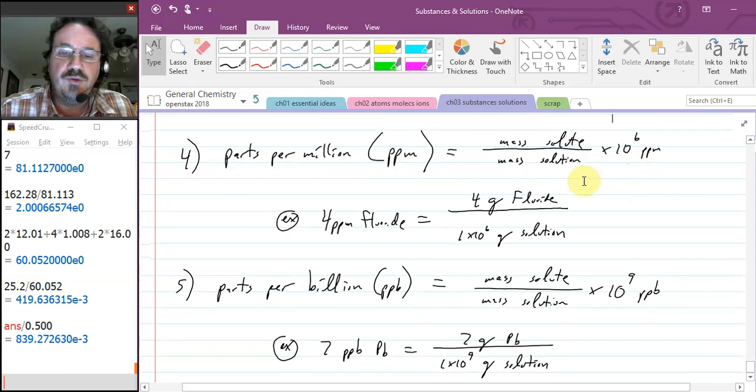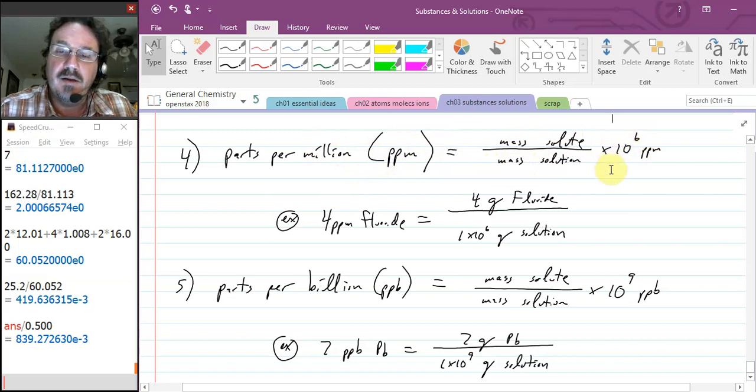Our last two units, parts per million and parts per billion. These are kind of the same thing again and again. Parts per million. So per means divide. We're going to be dividing by a million. ppm, parts per million. And so a ppm is defined as, again, they don't tell you otherwise, so it's going to be mass, grams. Grams of the solute divided by the grams of the solution times a million, or in other words, 10 to the 6th.